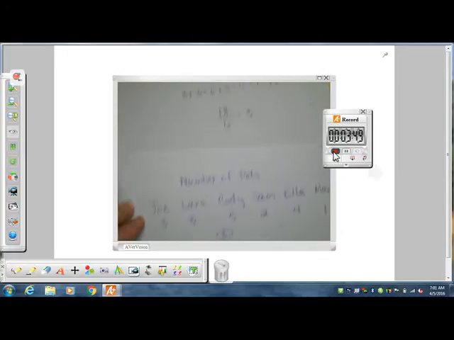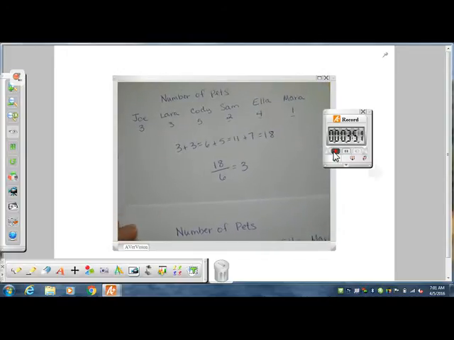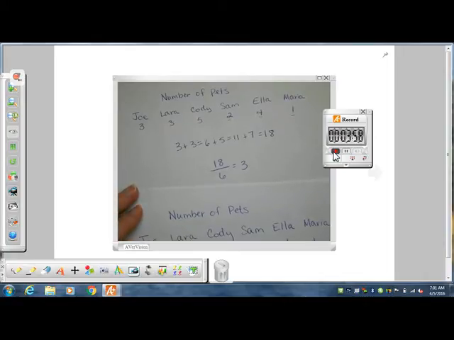If we go back, our mean was also 3 when we added them all and divided by 6. So in this case, the mean and the median, our measures of center, can equally both describe our data because they're so much the same. So it doesn't matter which one we choose to describe our data.